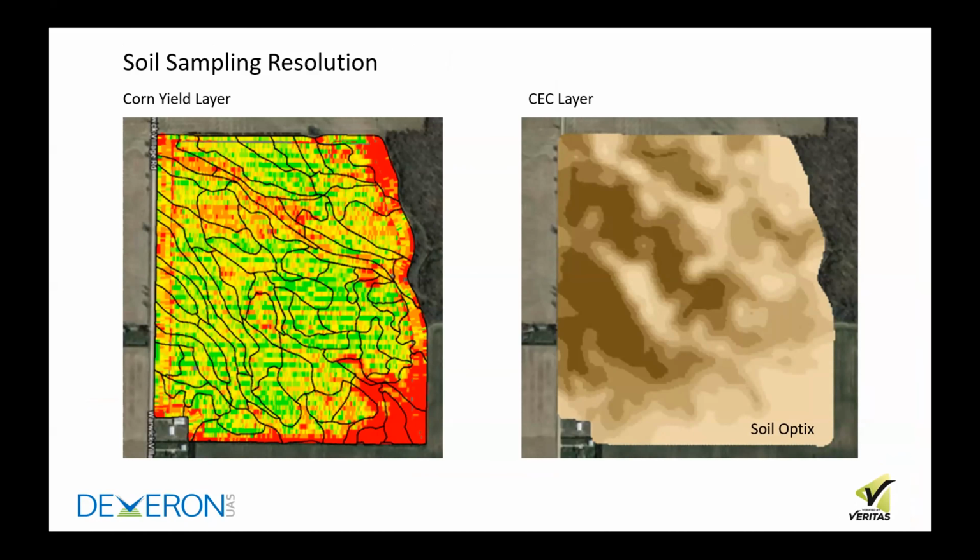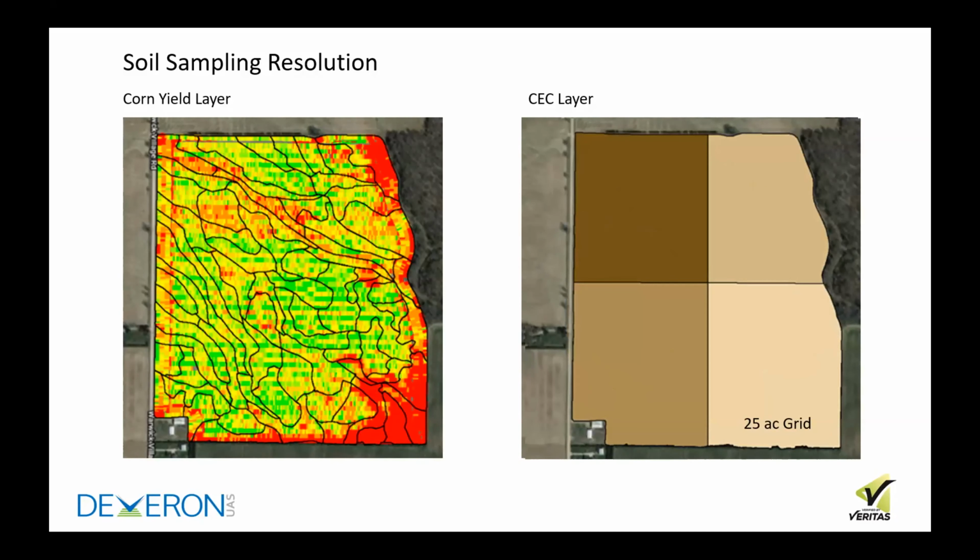On the left is the yield data for a field, and you can see the polygons that were drawn to that yield. And on the right is a CEC layer from Soil Optics, which is a very detailed look at the soil resolution from a sensor driven across the field. No zones were created. This is the actual data from the sensors.